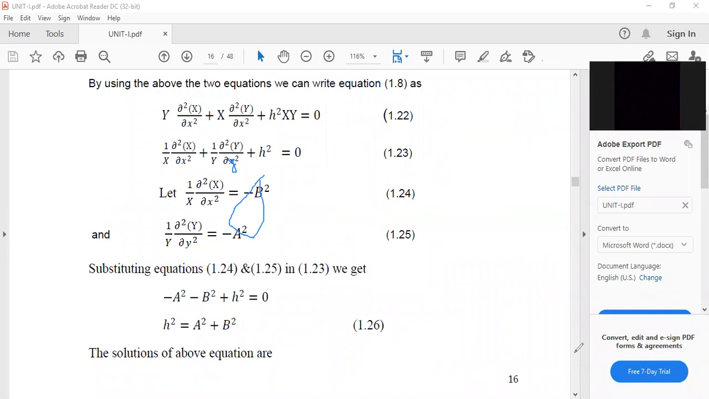Yes, sir. Is it clear? Yes, sir. H square is equal to a square plus b square, right?